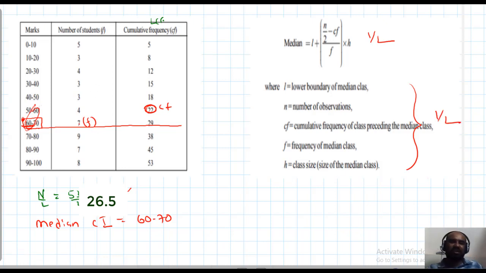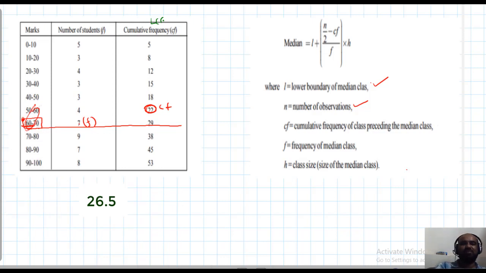So again I want to read here. L stands for lower boundary of the median class. N stands for number of observations. CF is the cumulative frequency of the class preceding the median class. F means frequency of the median class, H means size of the class. Everything you should write below the table, and that is very very important. Sometimes they allot marks for that also. I will write here what N by 2 is. N by 2 is equal to 22 and a half. H is 10.